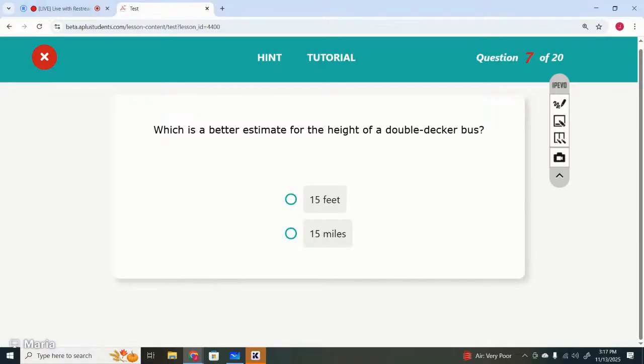Which is a better estimate for the height of a double decker bus? So 5 feet or 5 miles, which is the correct option? For a double decker bus, it must be 5 feet, because 5 miles is too much for the height of a bus, right?